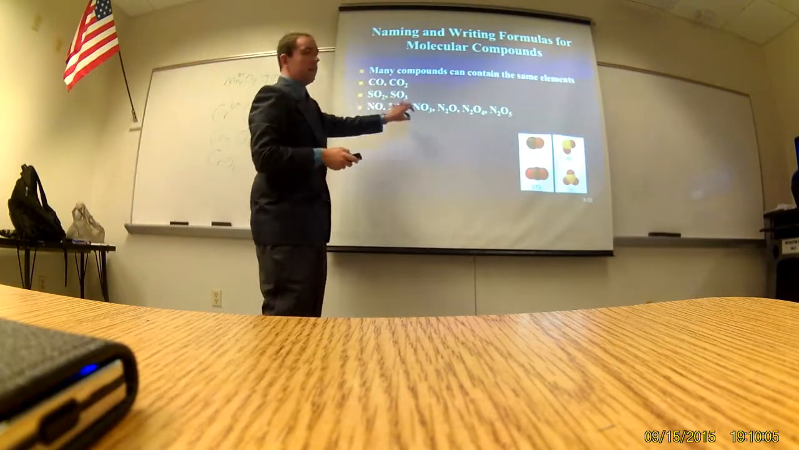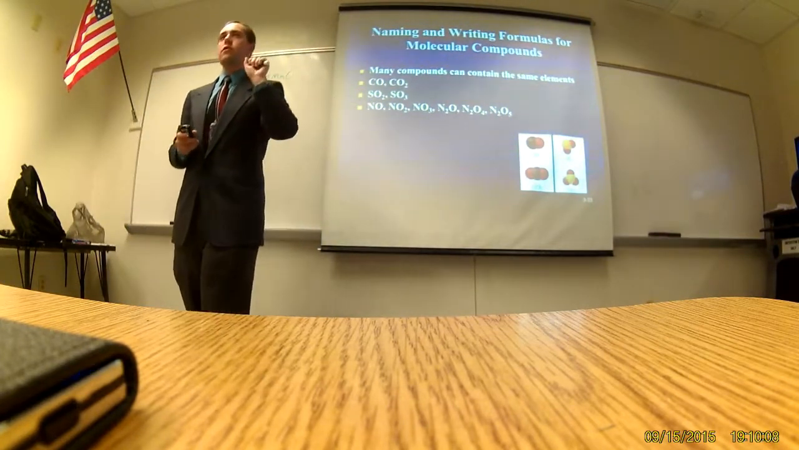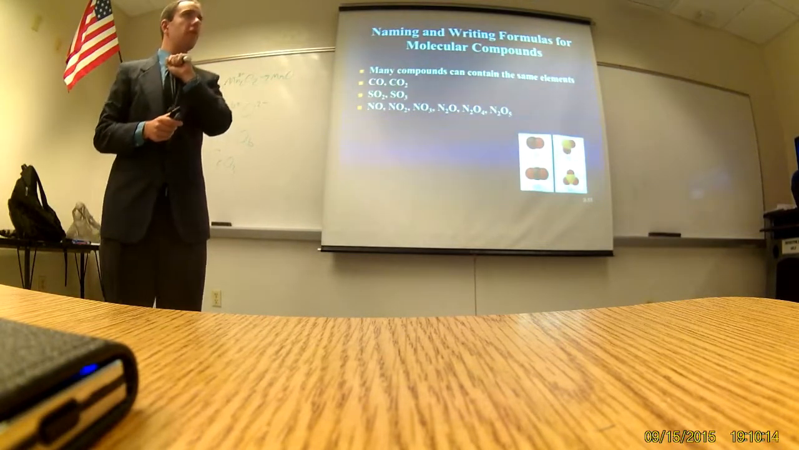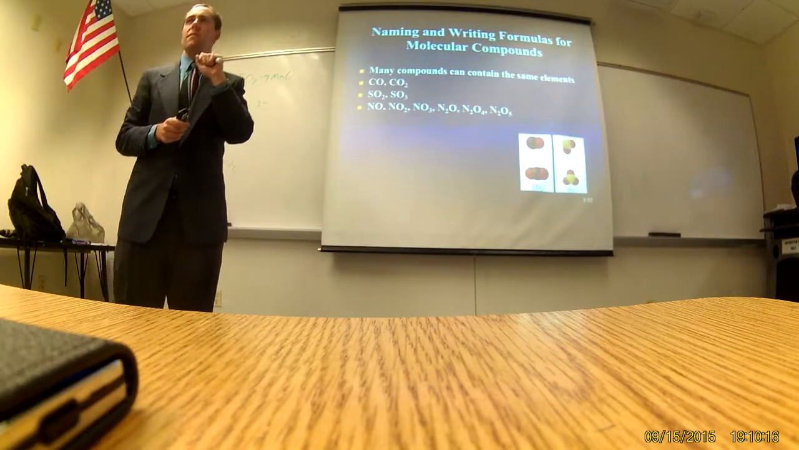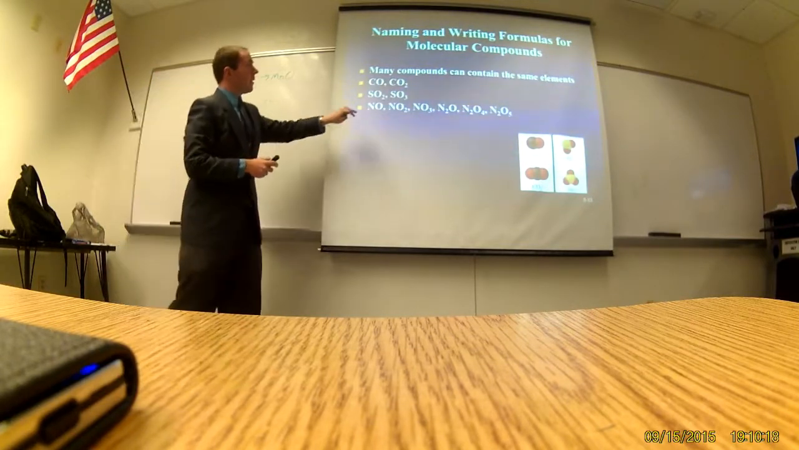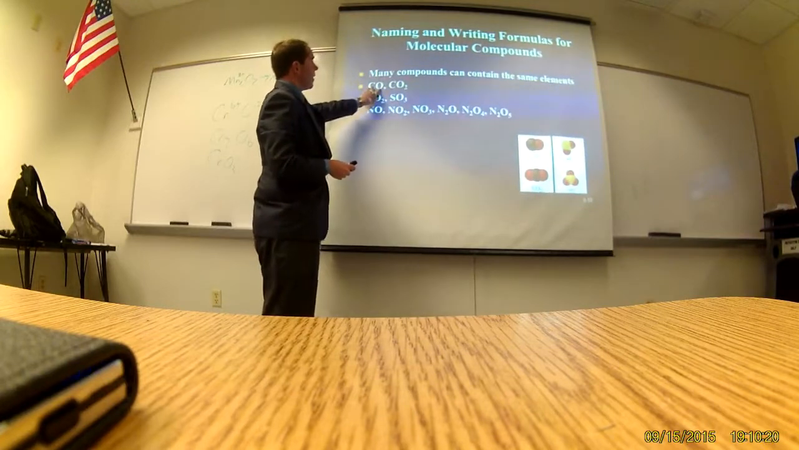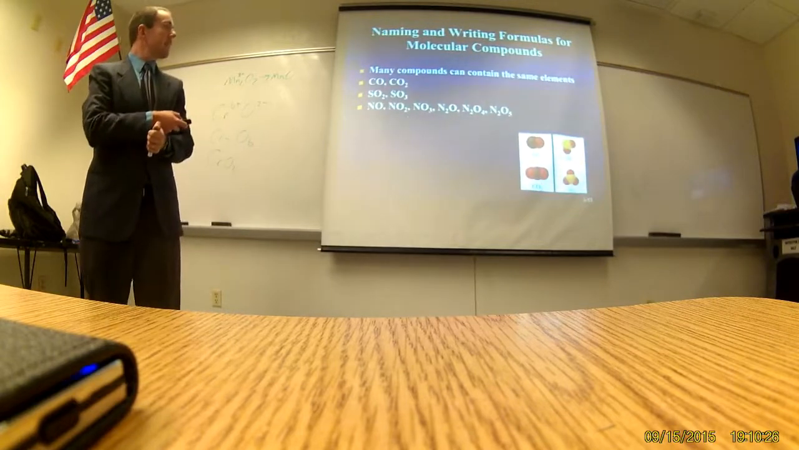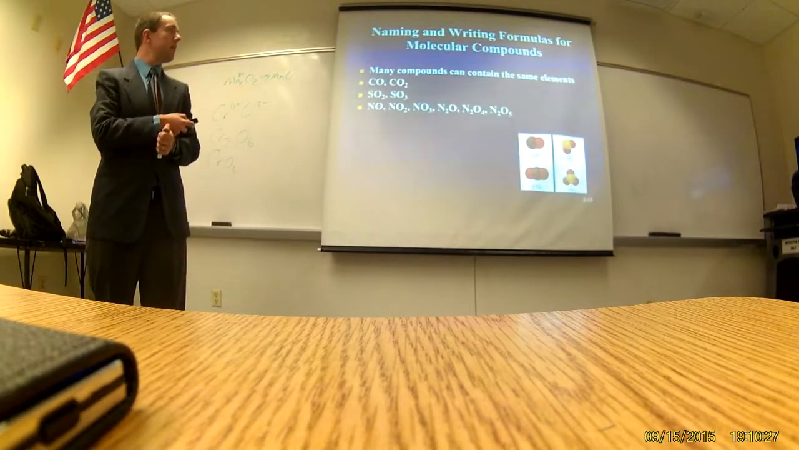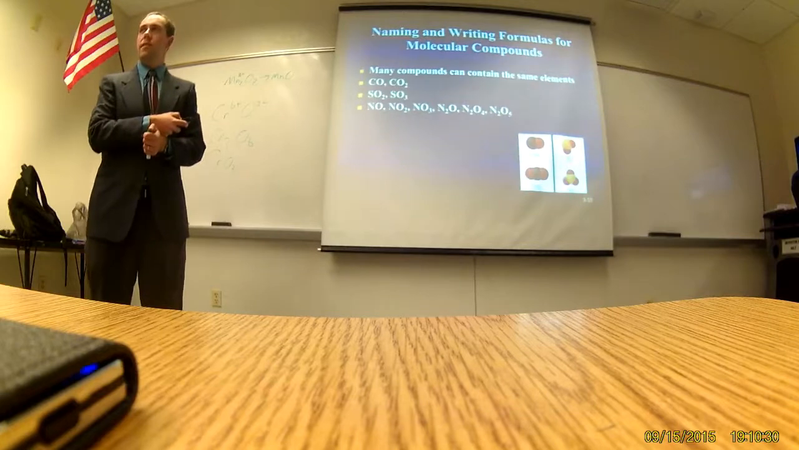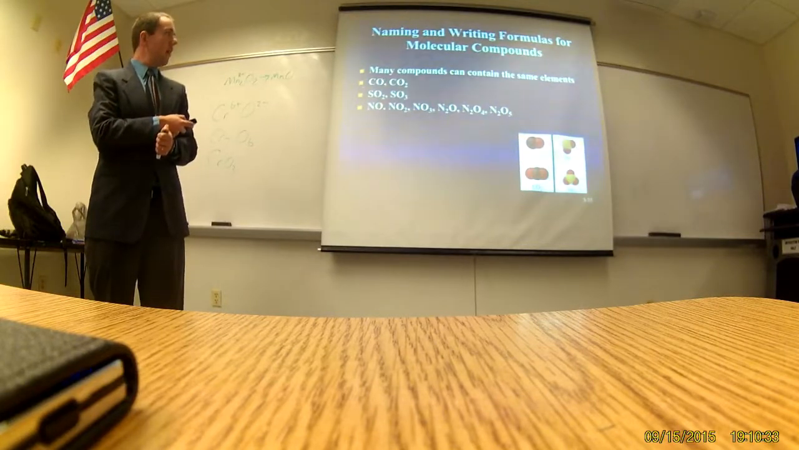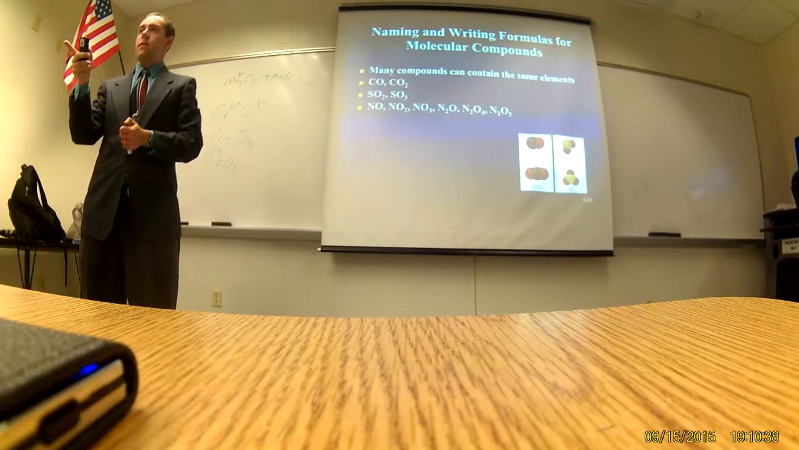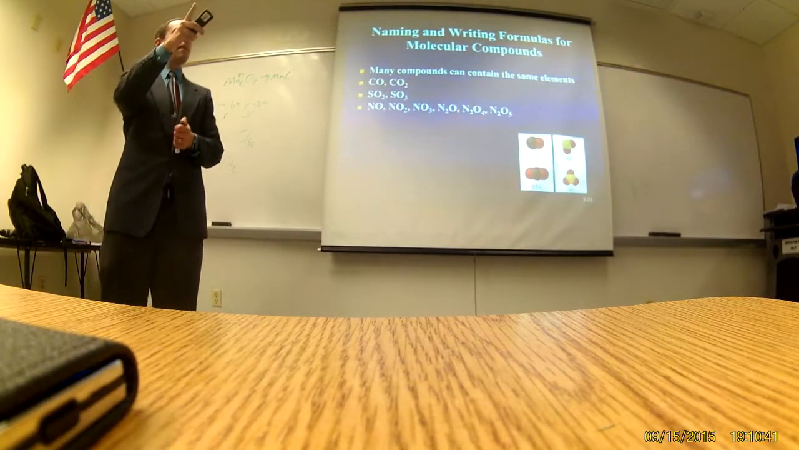Molecular compounds have a different naming system. This one has either fewer exceptions or no exceptions. I can't think of any at the moment. This is a molecular compound containing carbon and oxygen. That is a different molecular compound containing carbon and oxygen. Do you know the name of that? Carbon monoxide.